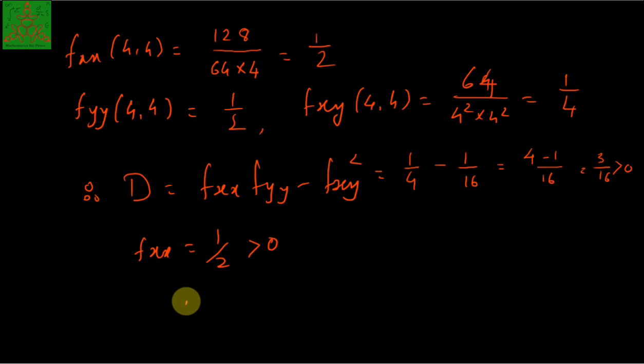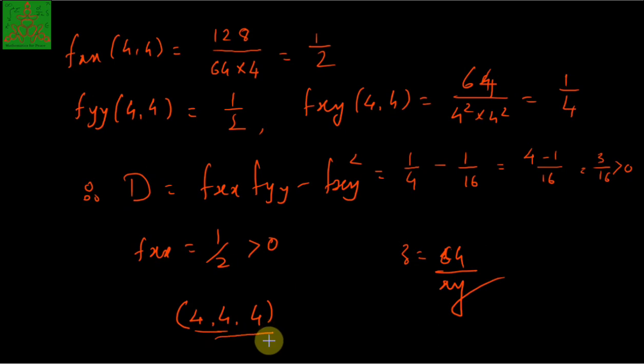The required positive integers are 4, 4 and 4, because x is 4, y is 4 and z will be 64 upon xy, so z is also 4. So these integers, 4, 4, 4, are the required integers.